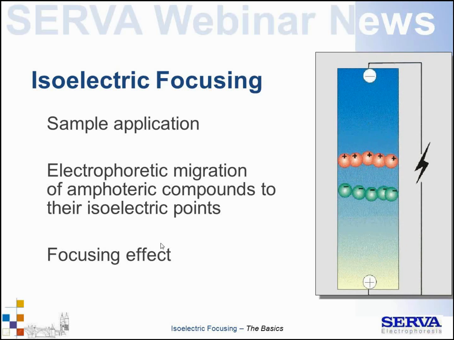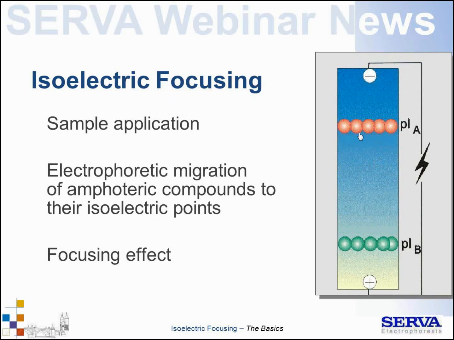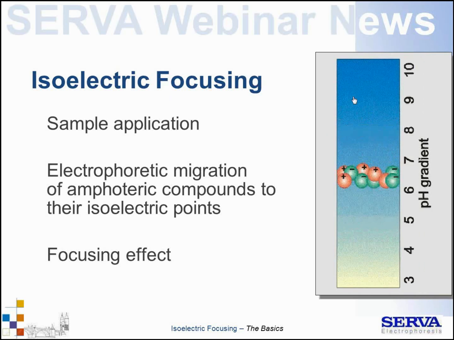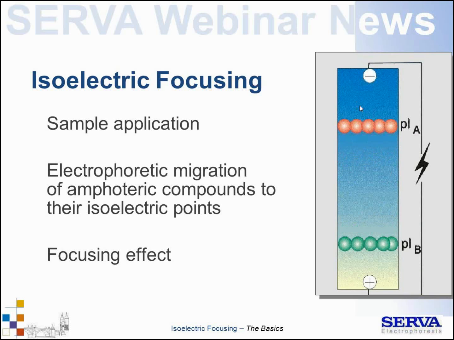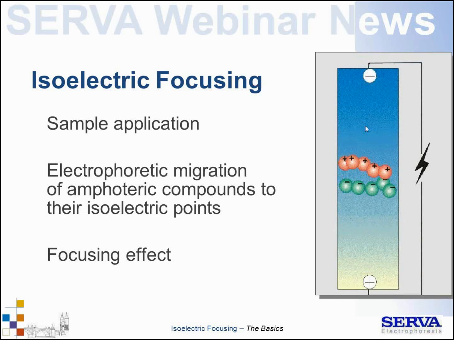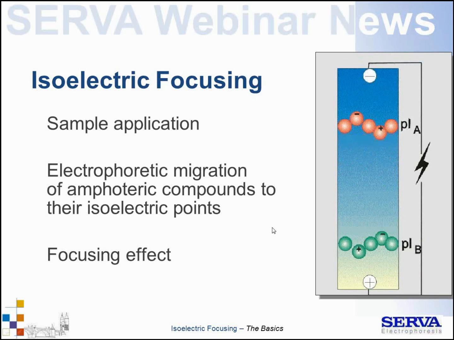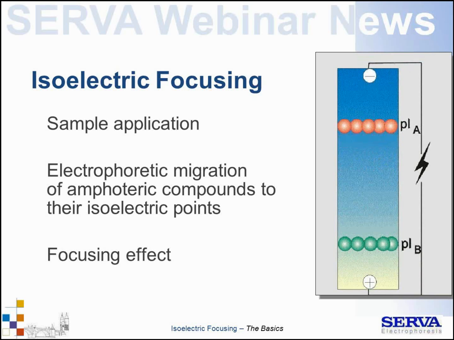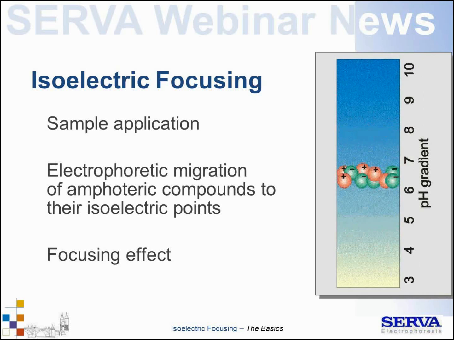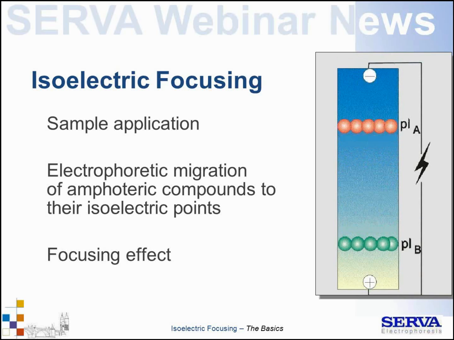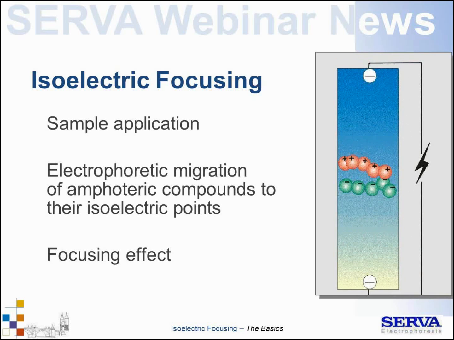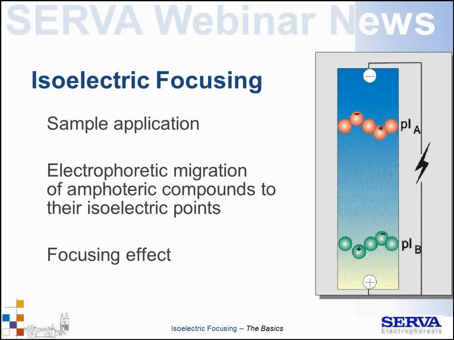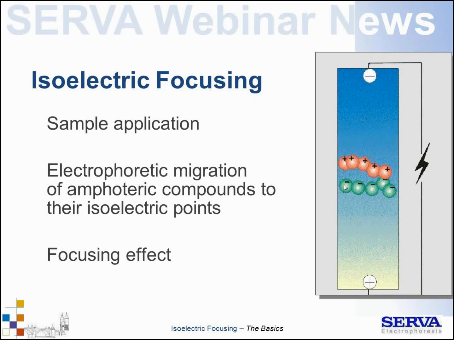This is the so-called focusing effect, and that's why it's called focusing, because when a protein moves away from its isoelectric point, it will pick up a charge immediately, which makes the molecule migrate back to the isoelectric point. Because the electrophoretic mobility is very low close to the isoelectric point, as there are only very, very low charges, we need a very high electric field strength, very high volt per centimeter, and in the end that means a very high voltage to drive the proteins through the isoelectric points and focus them.